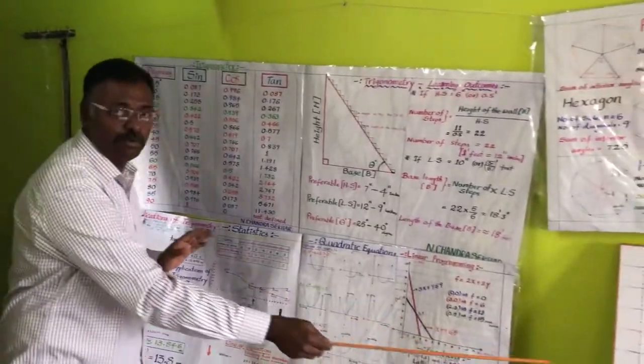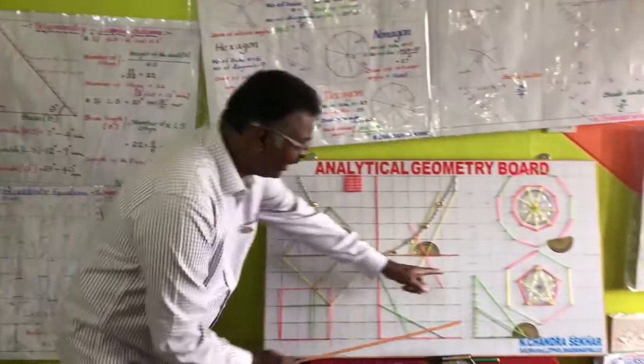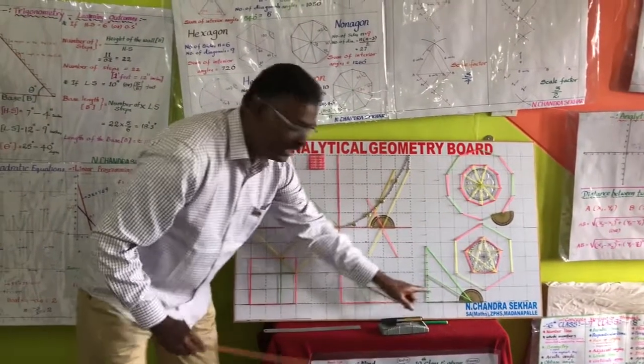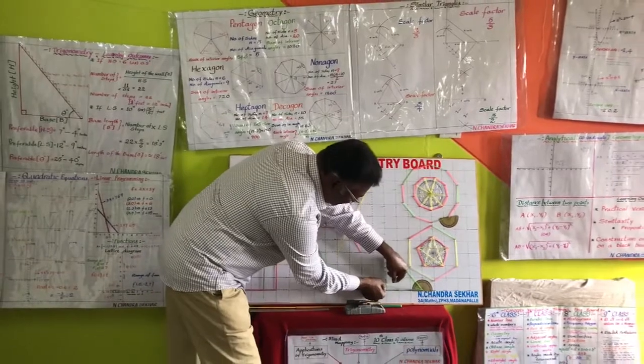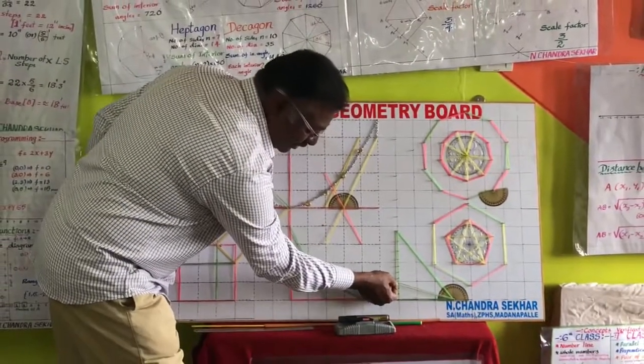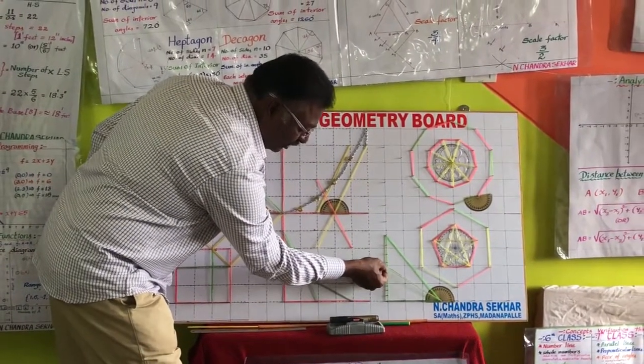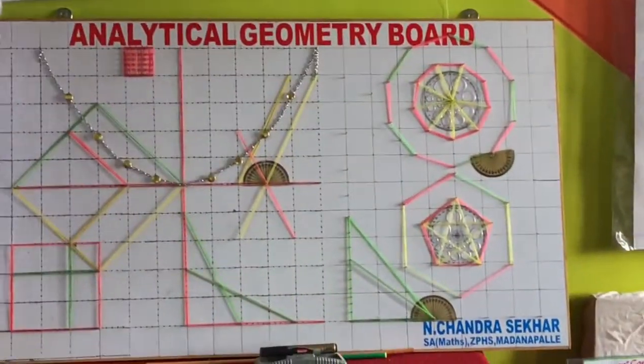How does it come? Just come to our board. Here, I will arrange a right angle triangle like this. Here, I will make the angle like this. This is the arrangement. This is 5 degrees, this is 10 degrees, this is 15 degrees, this is 20, 25, 30, 35, like this I want to arrange.